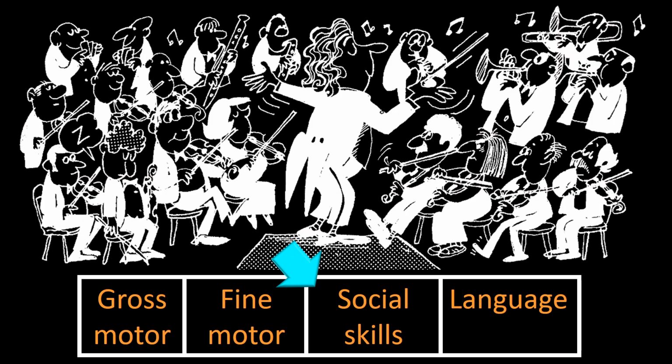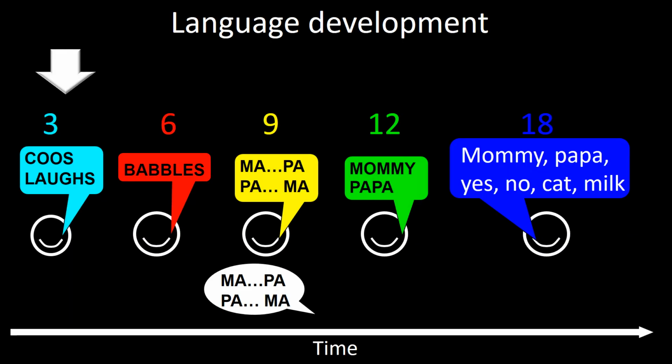After social skills, we will consider language. At 3 months, the infant coos and laughs. At 6 months, the infant babbles.